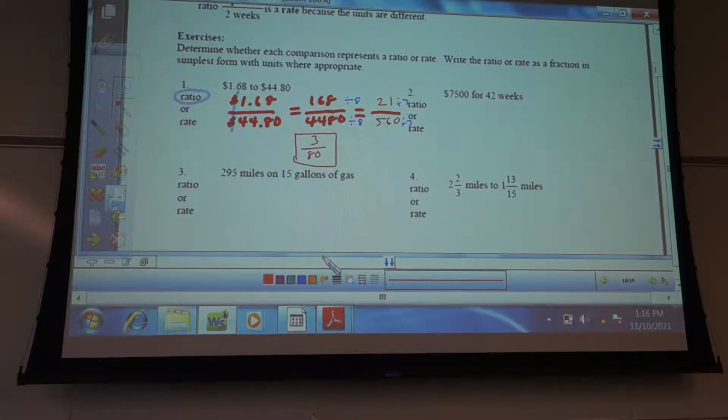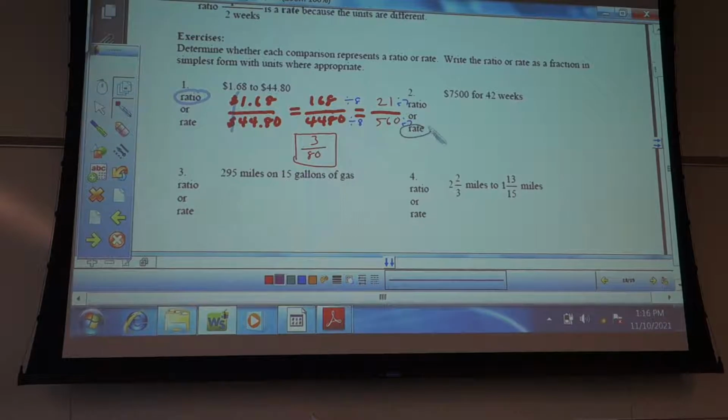So like you said, this is going to be a rate because they have different terms. So you cannot get rid of the units, but you can reduce 7,500 and 42. So definitely both even.